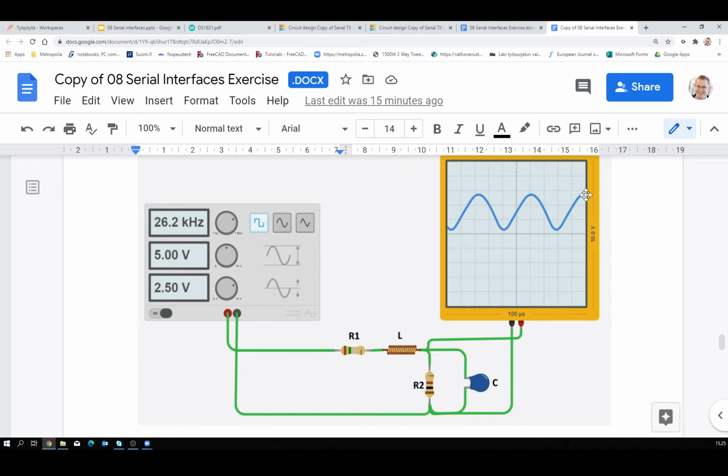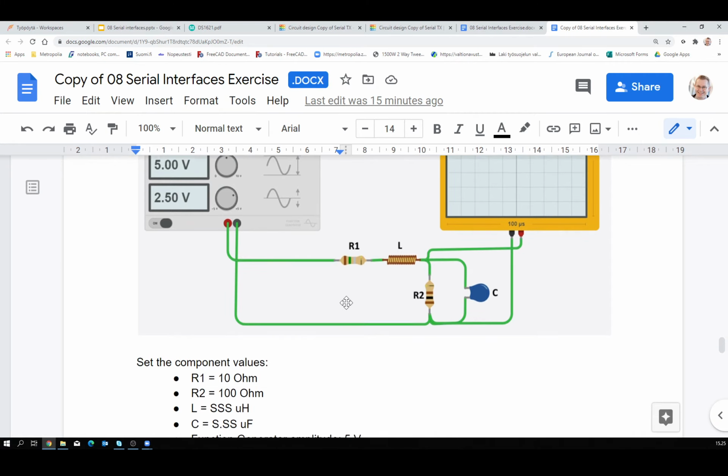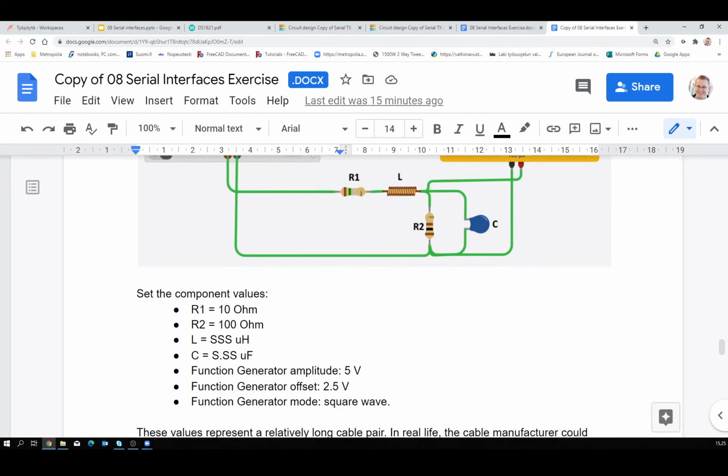Start as a square wave, but remember the low pass filtering, double low-pass filtering actually here. So that's how the signal is forming. And then some values. Component values. R1, 10 ohms, R2, 100 ohms. So we have about 10% signal loss on that line, which relates to, say, a few tens of meters of cable.